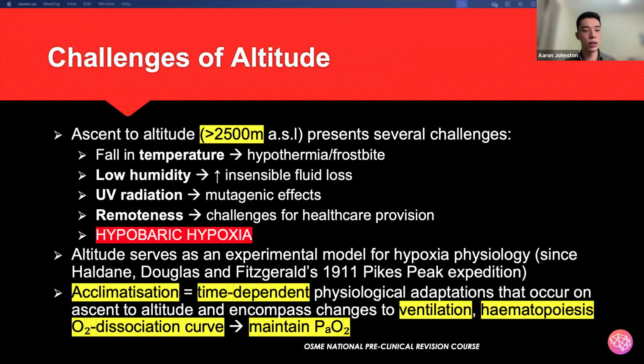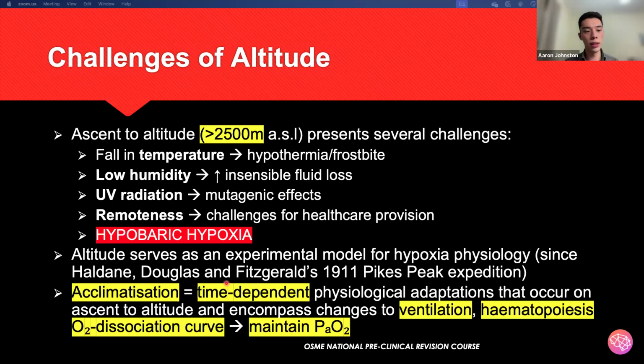There are several challenges. There's the fall in temperature, there's the low humidity, there's UV radiation due to changes in the atmosphere composition. This leads to mutagenic effects. There's obviously remoteness. This poses challenges for healthcare provision should you fall ill. But ultimately, the one we're going to spend most of our time thinking about is hypobaric hypoxia. And that's basically the reduction in arterial oxygen content arising as a response to the reduction in barometric pressure. So hypobaria, which we know is associated with altitude. The further we go up, the further barometric pressure falls.